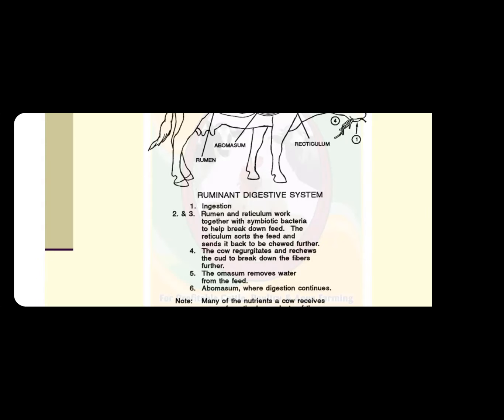So now the omasum removes the water from the feed. That's the main function of the omasum. It's simply just to remove water. It has compressive, condensing properties which tend to remove water.